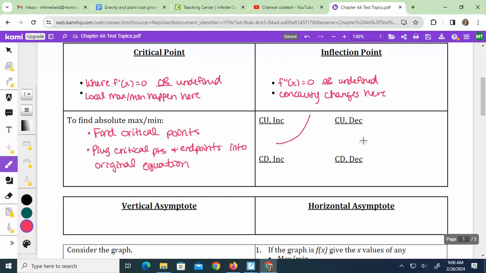If it's curving upward and decreasing, what would it look like? Concave down and increasing. So it's still going up, but it's curving the other way. And then concave down and decreasing. So you have to pay attention to those when you're drawing your graphs. You'll have to look at where your graph is concave up or down, increasing, decreasing, and know how to draw those things.